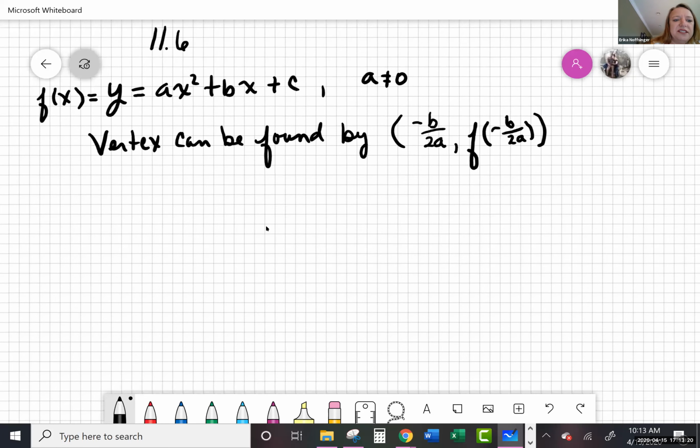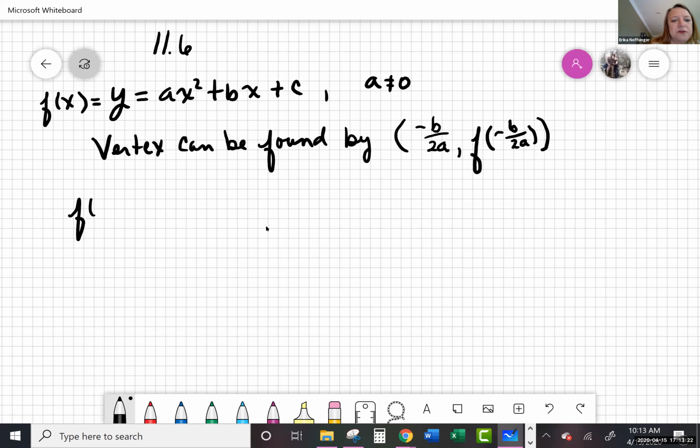The other way that we saw was that f of x was equal to a times x minus h quantity squared plus k. If it was in this form, then we could say that the vertex was at (h, k).